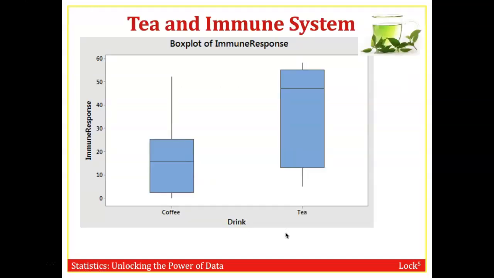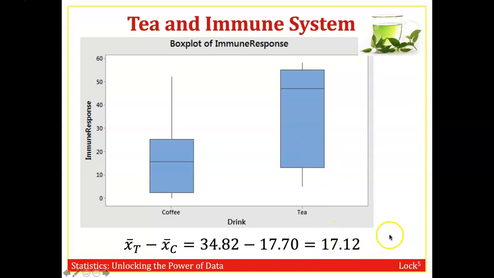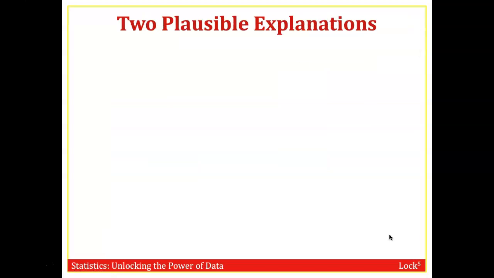Here's the data that was collected. So we can see in this diagram, these box plots comparing the coffee group with the tea group, that the median response, the middle of the line, is higher for tea than coffee, and the overall box seems a little bit more spread out. But the question is, is this a real difference, or could this just be explained by chance variability? The difference in the average response was 17.12 in the interferon gamma production.